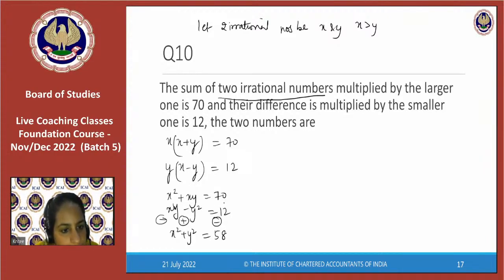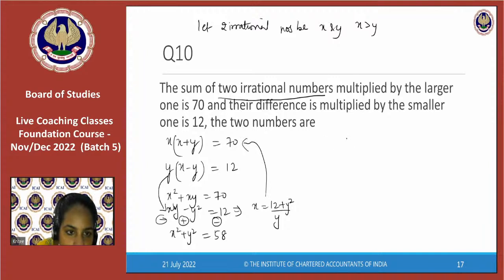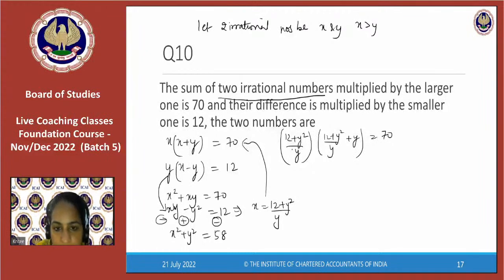Or we may do it this way, that we can get the value of x from here. So value of x from here will be 12 plus y square upon y. This is coming from the second equation. It will be substituted in the first equation. So 12 plus y square upon y into 12 plus y square upon y plus y to be equal to 70. So now everything is in terms of y.